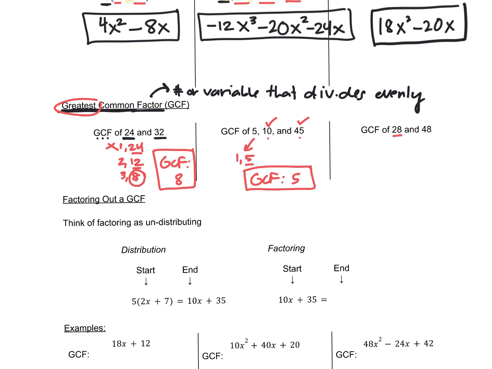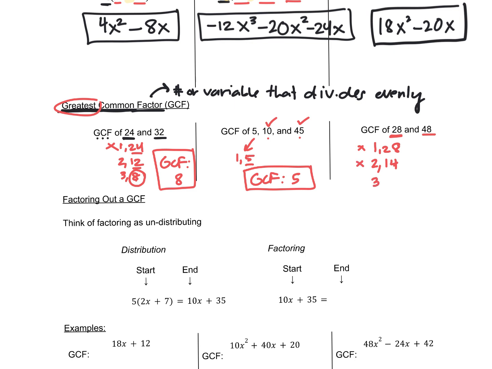Okay, let's check 28 and 48. I'm going to start with 28 because it can't be any bigger than 28. And I'll start listing factors. So 1 and 28. And I'm going to check if 28 goes into 48, and it doesn't. Then I'll check my next factor. 2 and 14 go into 28. I would check if 14 goes into 48, and it doesn't.